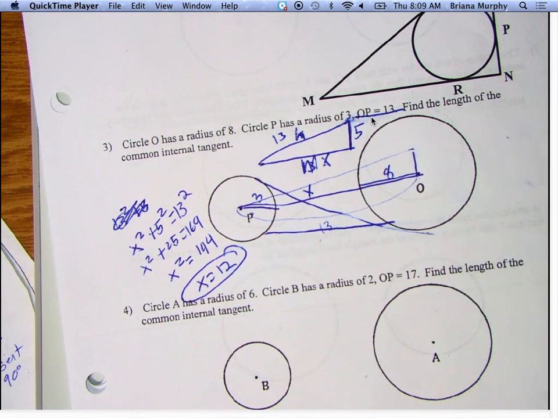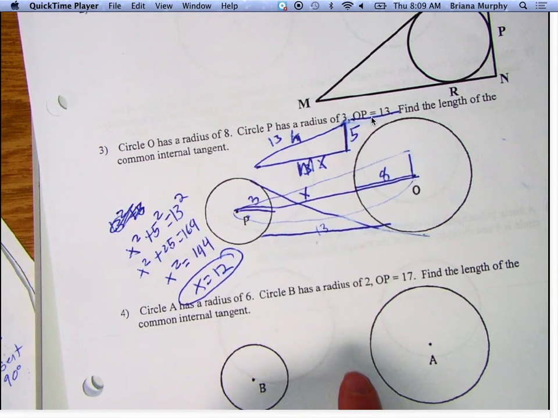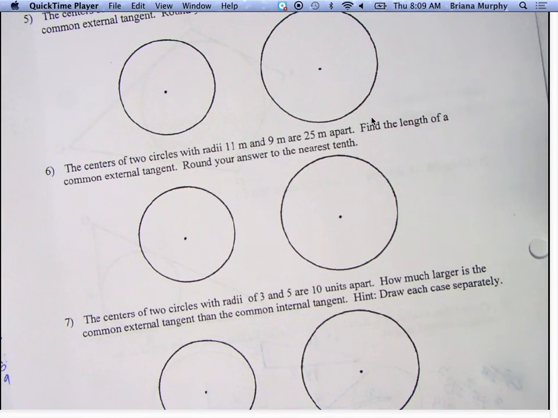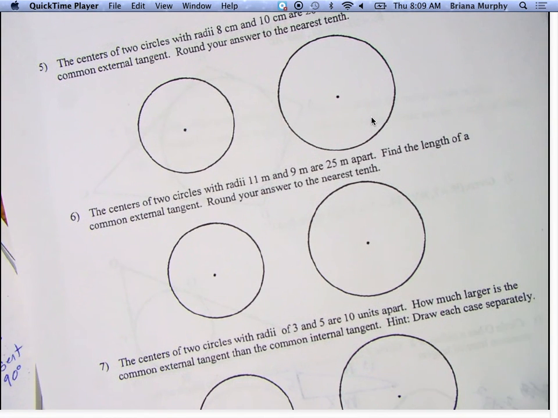So you're going to be setting up these right triangles for each of these. Okay, let's look at the back. Same kind of thing. All of these should be set up with some sort of right triangle. There is one that's a little bit trickier. But for the most part, that's what you should be doing.